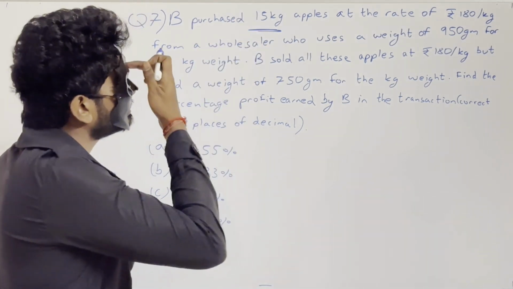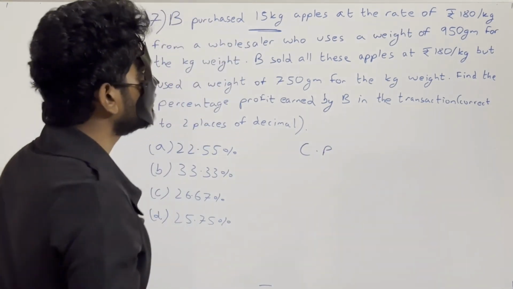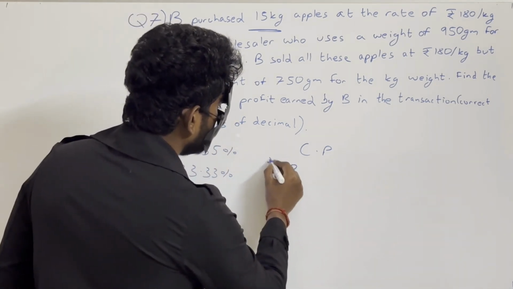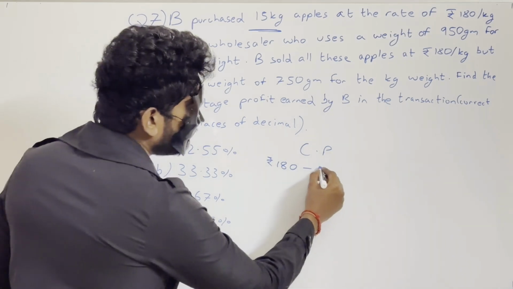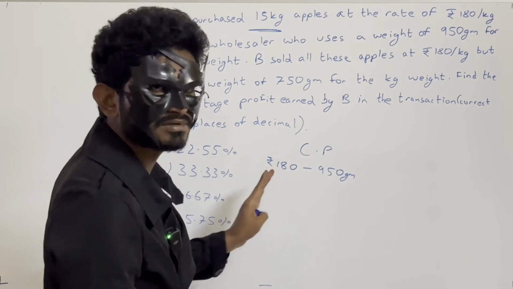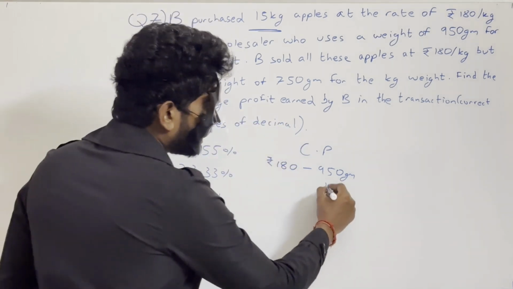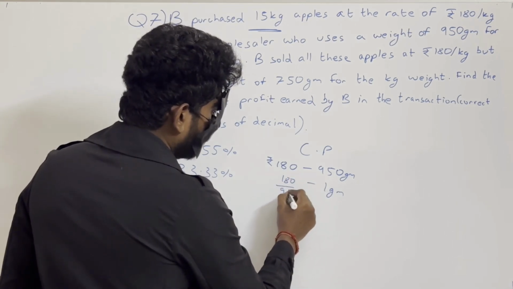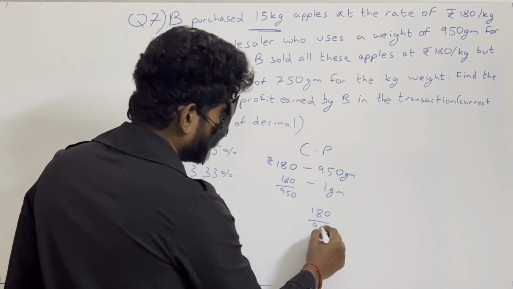Now here, let us consider cost price. So it is 180 per kg. So rupees 180, but he is only selling 950 grams, right? So rupees 180 for 950 grams. This we are only considering as cost price here. So for 1 gram, how much will it be? 1 gram will be nothing but 180 by 950, right? So let's write it separately here, 180 by 950.